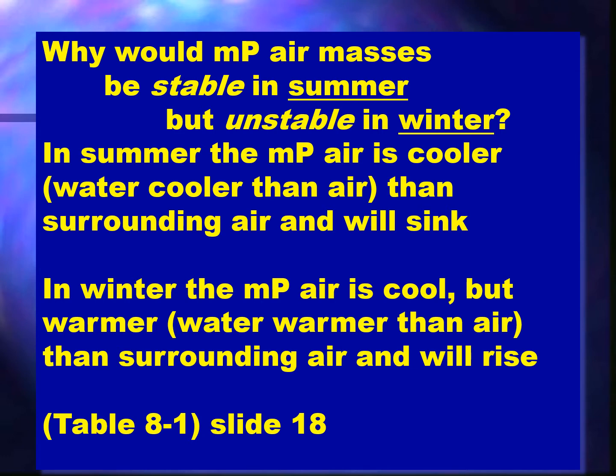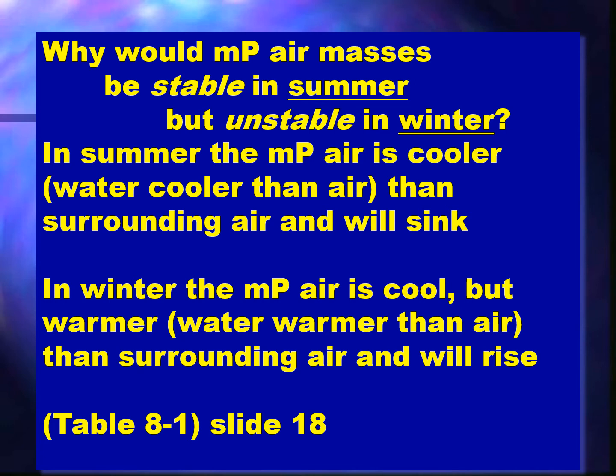Maritime polar air masses, like say affecting the Pacific Northwest, they're stable in summer but unstable in winter. In summertime, the maritime polar air is cooler than the air over the continent. This goes back to that differential heating between land versus water. So even though it's a maritime polar air mass, it's still maritime and it's therefore cooler than the hot continent in the summertime. So that air mass is stable and it will tend to sink. Remember, if the air mass sinks, it's stable. If it tends to rise, then it's unstable, or instability.